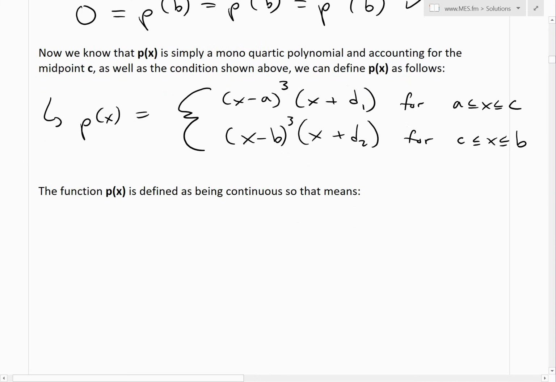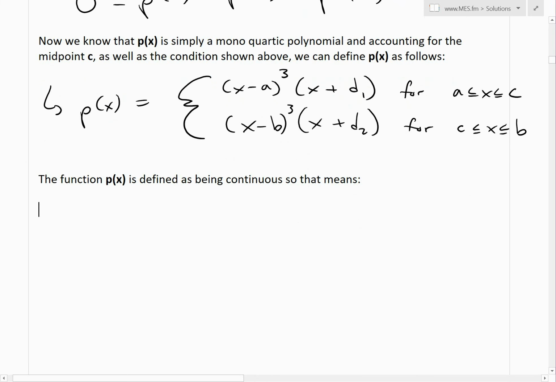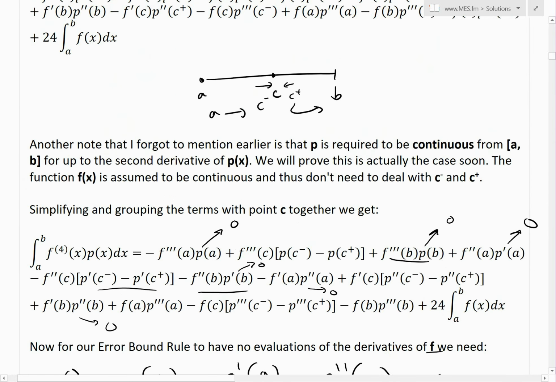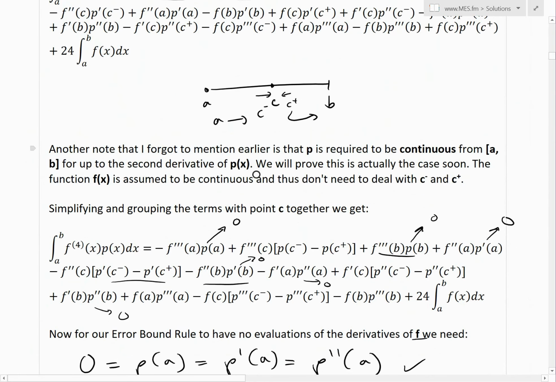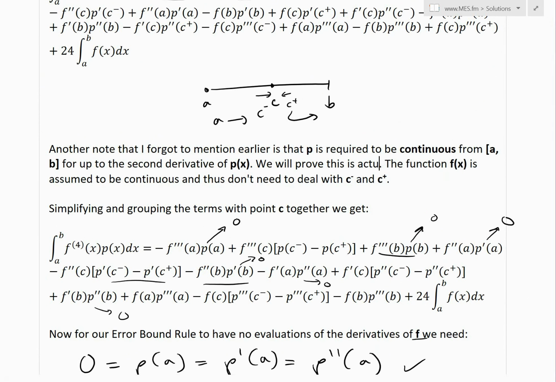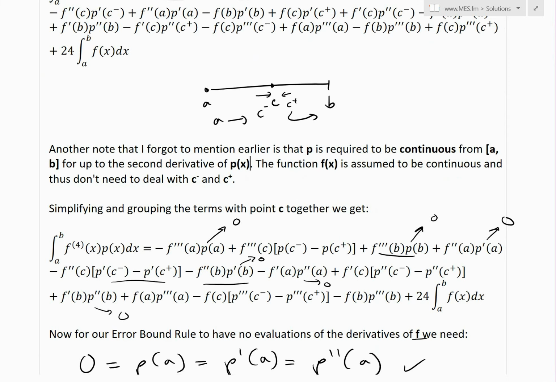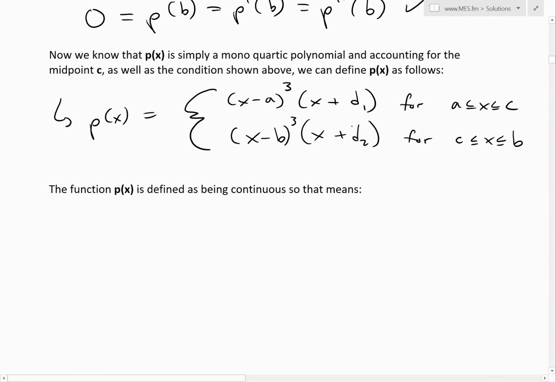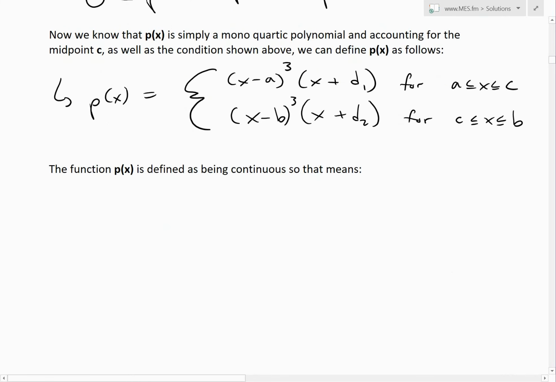And again, here the function p of x is defined as being continuous. So I made another little typo right here. I'll remove this. We're actually defining this, so we do not need to prove it. We're just going to say it is, and then find the d1, d2 coefficients accordingly. So I'll just erase that part.